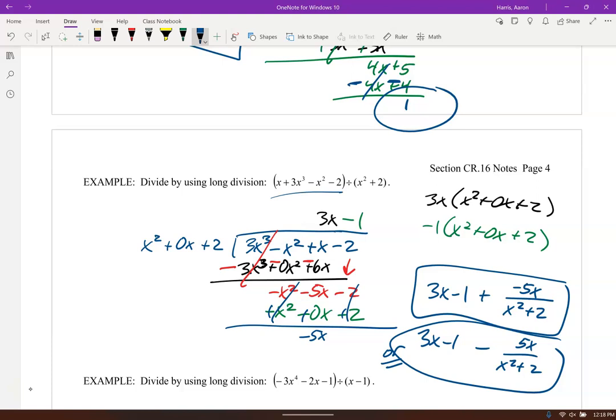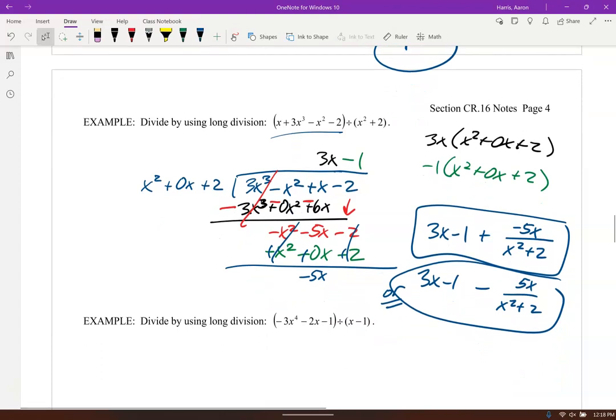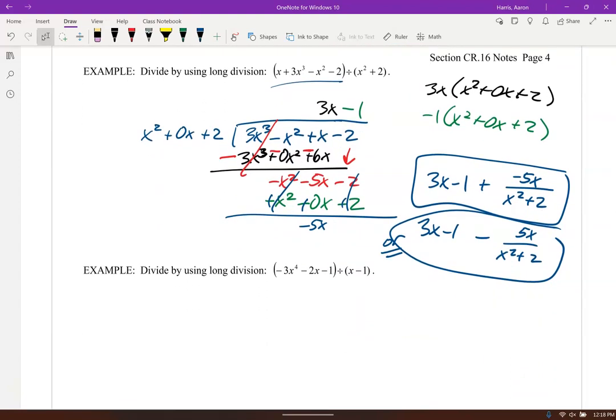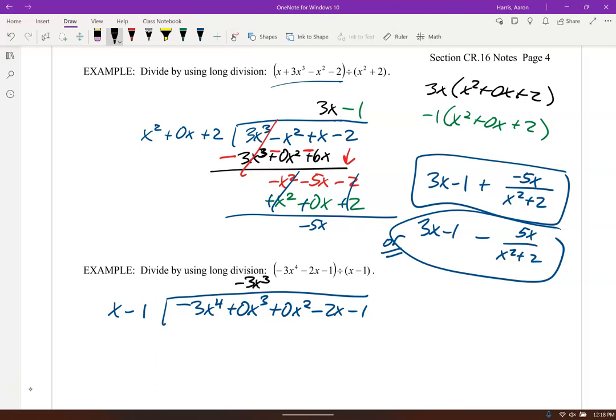All right, let's do one more together and then I'll have you guys try a couple of these. So our dividend, we got this negative 3x to the 4th. There's no x cubed term. There's no x squared term. And then we're dividing by x minus 1. And now we're like, what times x gives us negative 3x to the 4th? Yeah, good. 3x cubed. Good.